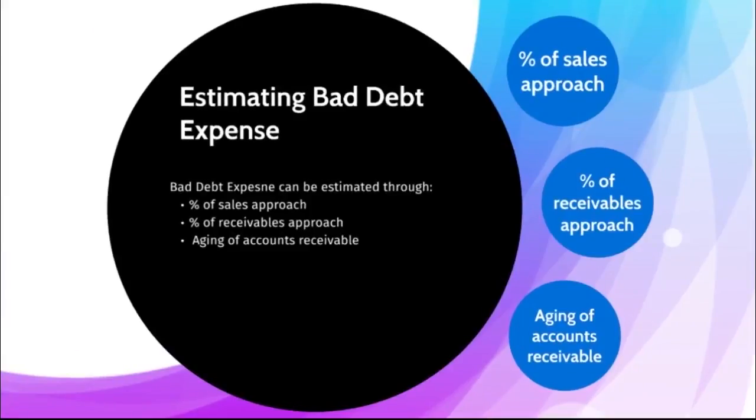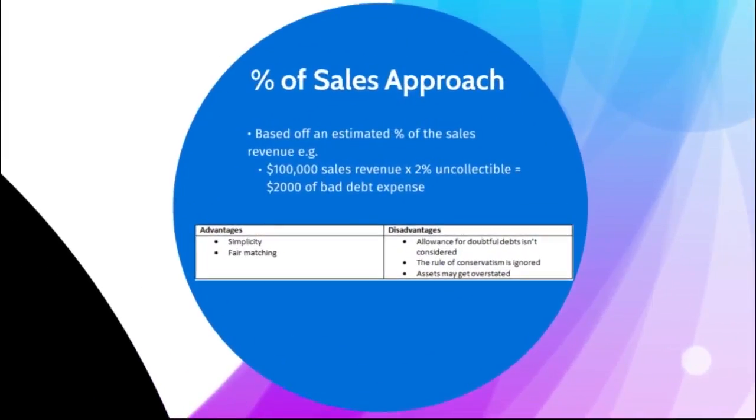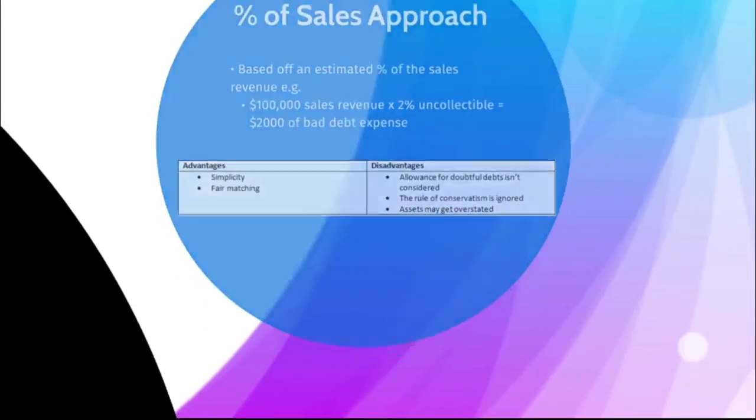Bad debts expense can be estimated through the percentage of sales approach, the percentage of receivables approach, and the aging of accounts receivable. The percentage of sales approach is based on the estimated percentage of the sales revenue. For example, $100,000 of sales revenue times 2% uncollectibles equals $2,000 of bad debts expense. The advantages of this are its simplicity and fair matching, whereas disadvantages consist of the allowance for doubtful debts not being considered, the rule of conservatism being ignored, and assets possibly being overstated.